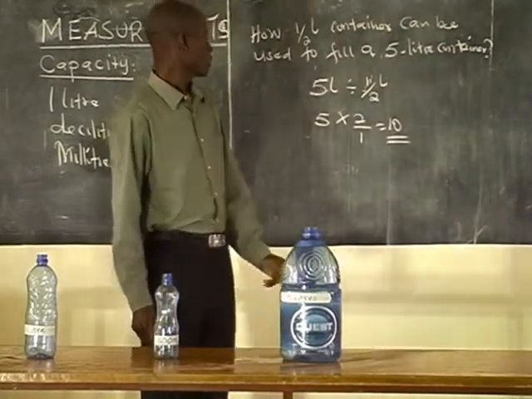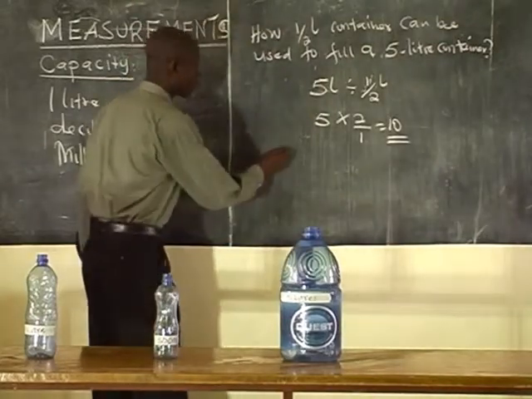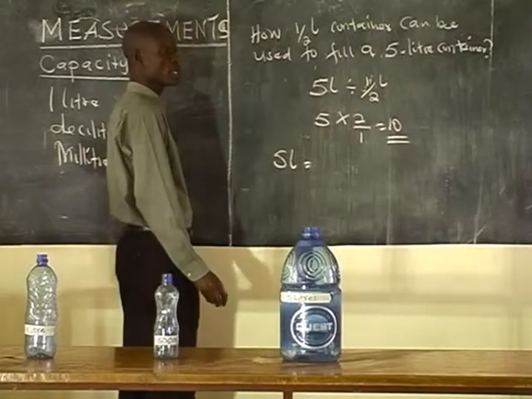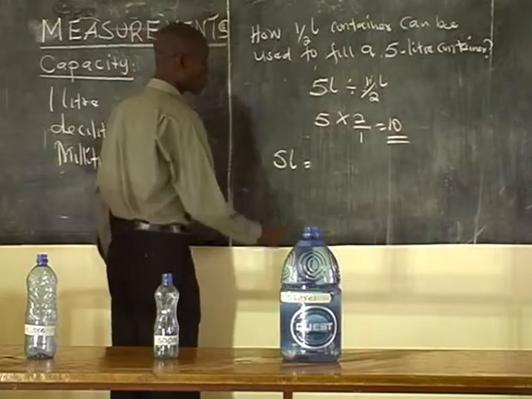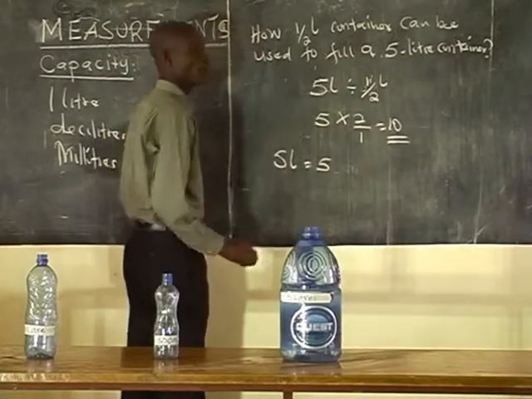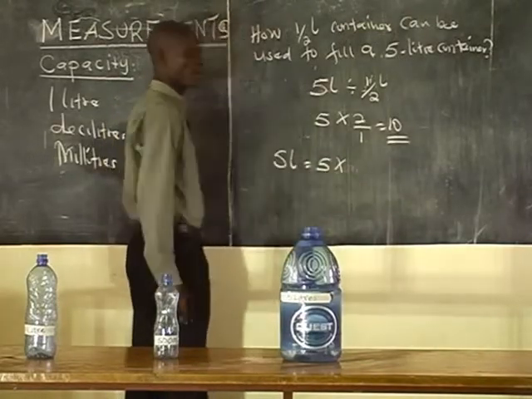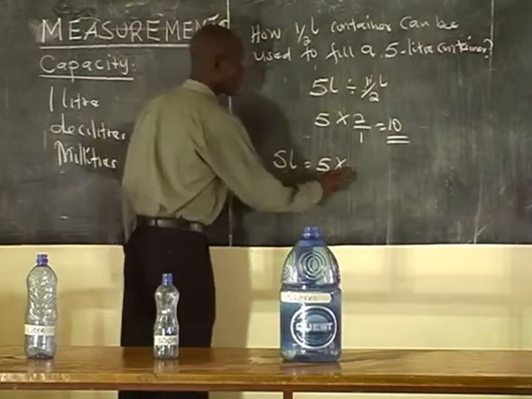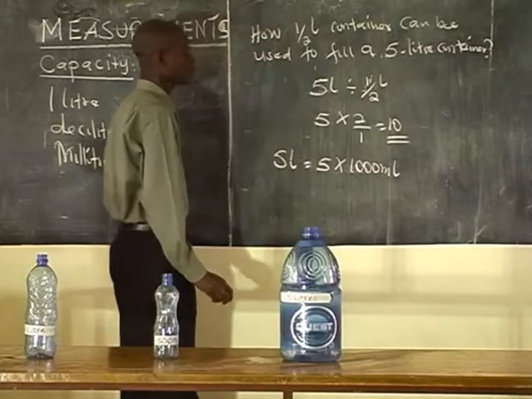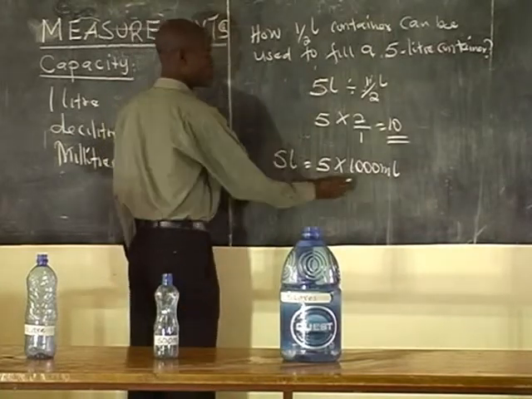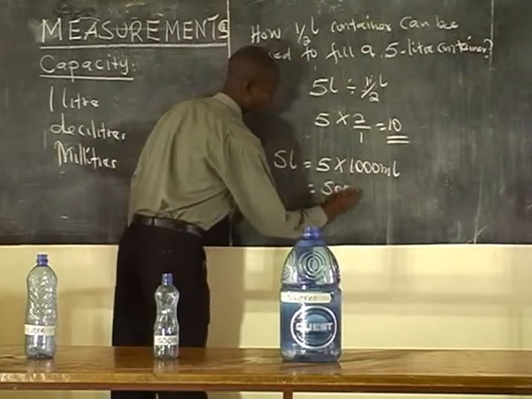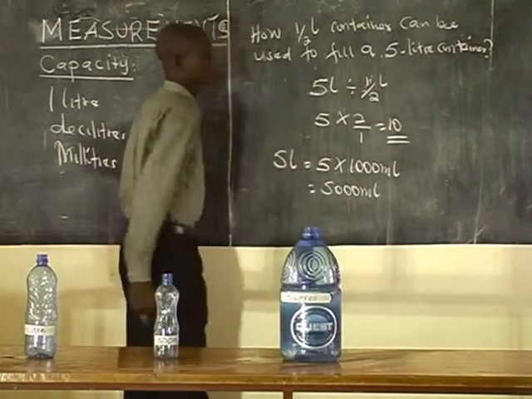So in that case, we can have 5 liters, and then change the 5 liters first of all into milliliters. So to change 5 liters into milliliters, we will take 5 times the number of milliliters in a liter, that is 1000 milliliters. So 5 liters is equivalent to 5000 milliliters.